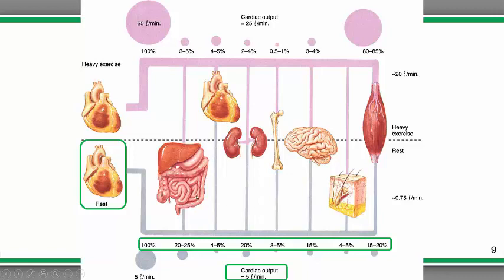Here we see the digestive system, which includes the accessory digestive organs. Under resting condition takes about 1/4 of all the blood coming from the left ventricle. And we see various percentages that go out to the brain, bones, kidney, skin, and skeletal muscle.